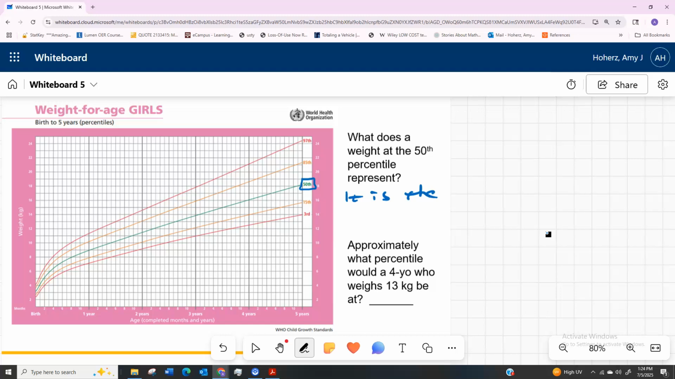So this is the same data that we had on the other chart. It's just that what is marked here is the 50th percentile instead of a 0 for the z-score. So the 50th percentile, this green line here, is the mean weight at all those ages. And then approximately what percentile would a 4-year-old who weighs 13 kilograms be at? So the same measurement we were having before, 13 kilograms for a 4-year-old. Let's look at that with this chart. So 13 kilograms, we're going to come all the way over.